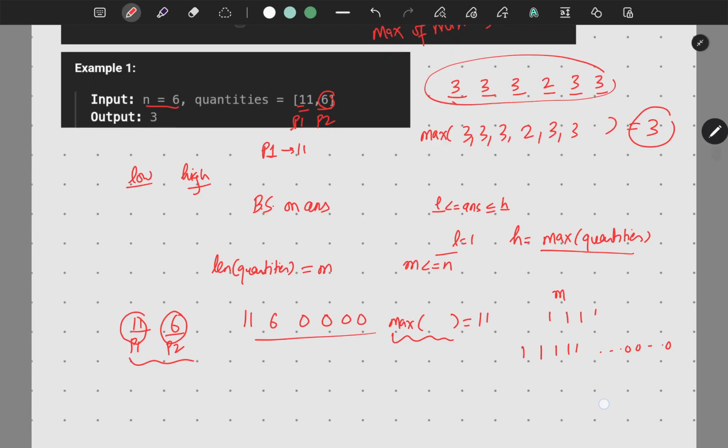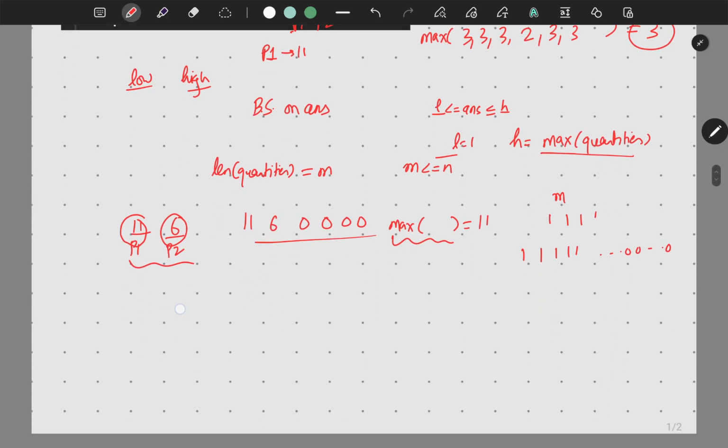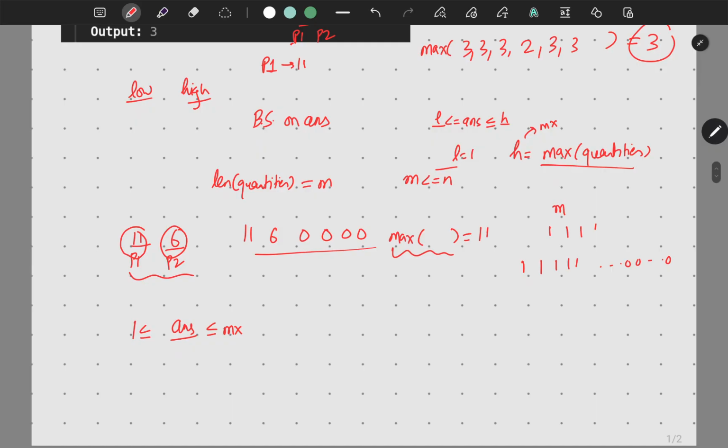Okay, now we know that our answer lies between 1 and, for now let's call this mx. Our answer lies between 1 and mx, or in this question it's 11. So let's take this example only. Our answer lies between 1 and 11. Now what we do in binary search, we find the mid value. So mid would be 11 plus 1 by 2. So 11 plus 1, 12 by 2, that is 6.